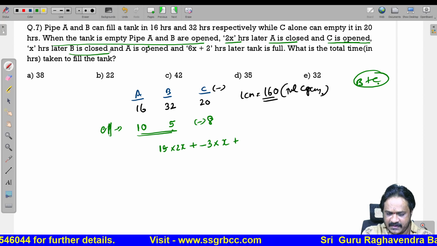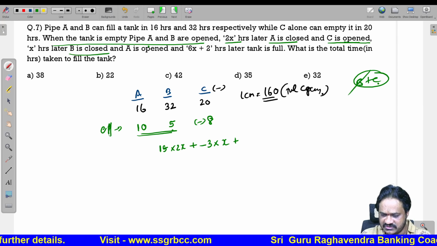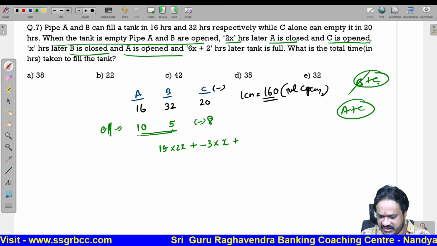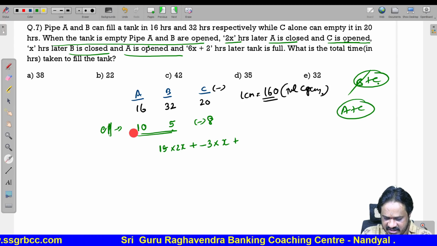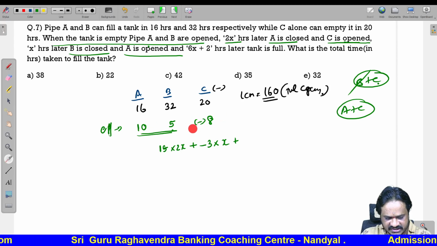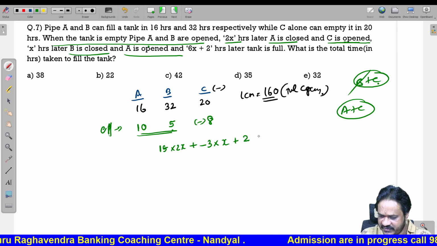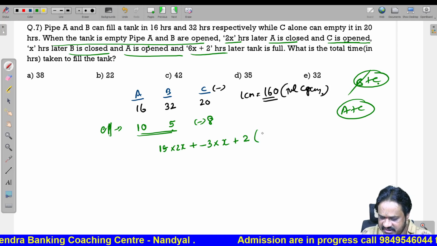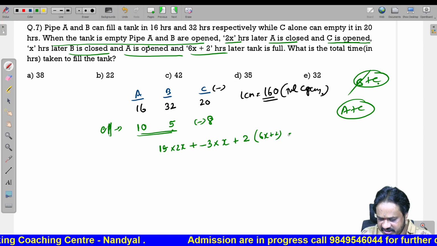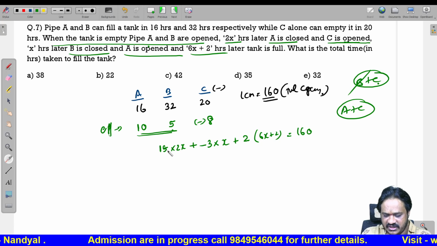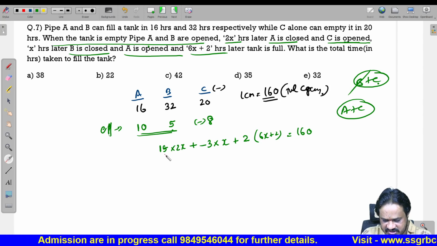After that, B is closed. Now, again A is open. Now, A and C are working. If A and C are working, A will fill 10 units, whereas C will empty 8 units. So, total efficiency 2 units, and the tank is filled in the later 6x plus 2 hours. Total tank capacity 160.